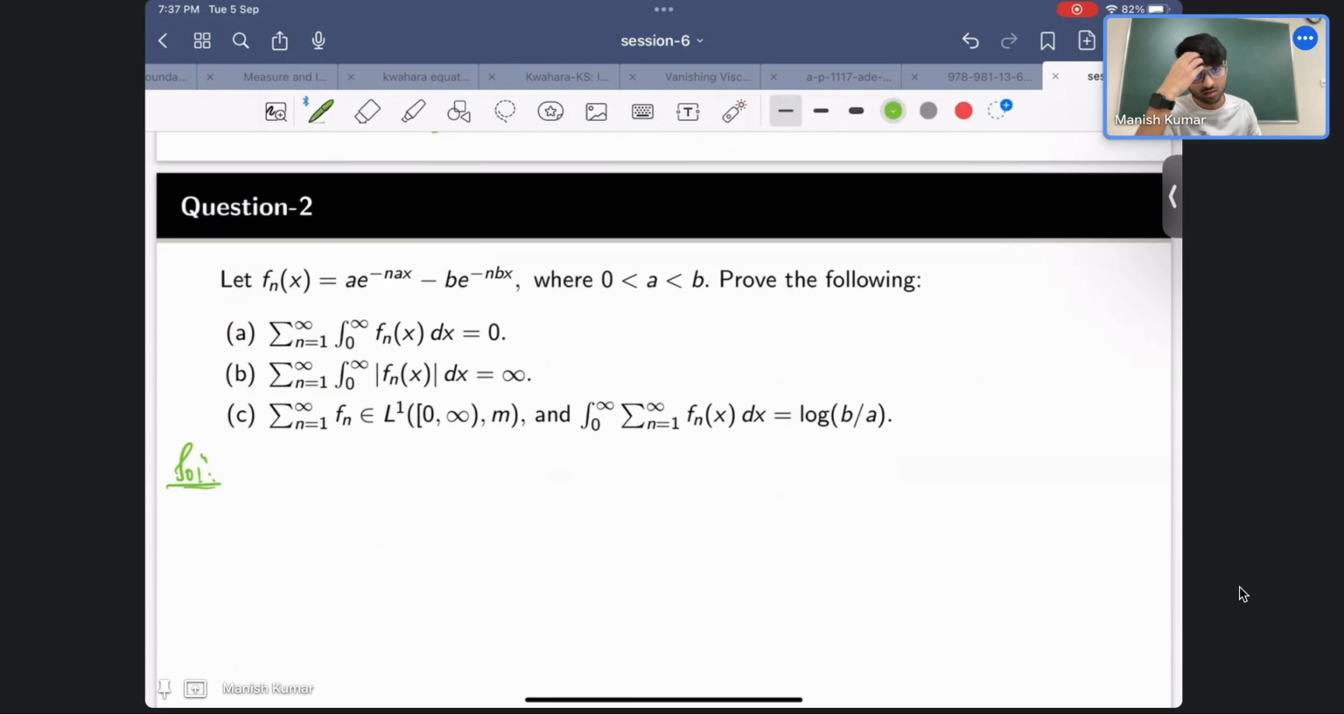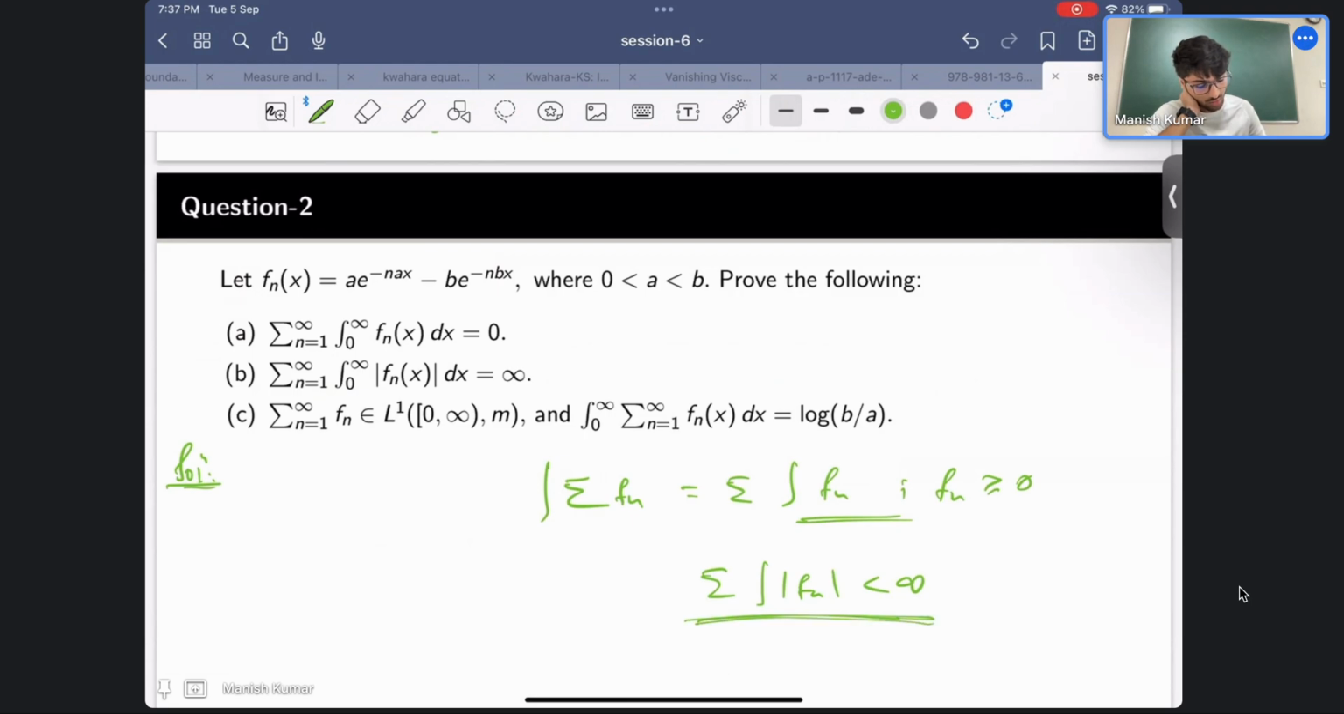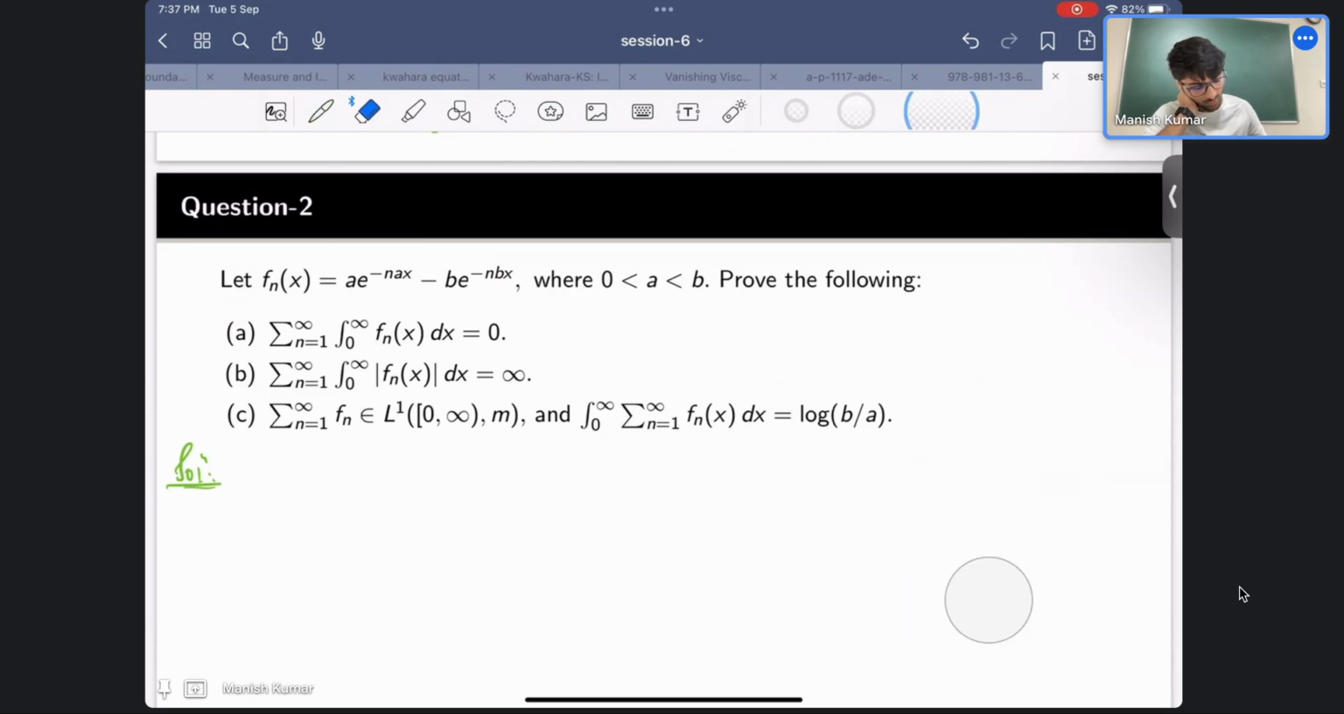I think I mentioned such a thing, though I don't remember whether I mentioned it for this. You can interchange integration and summation when fn is non-negative. Then you can prove this using MCT. But you can even do it for a general function under the condition that if you consider the mod of fn, this should be finite. I hope I am correct. There is some condition, and I hope that condition is this one. So under that condition you can interchange this. Okay, so this is a counter example to that one.